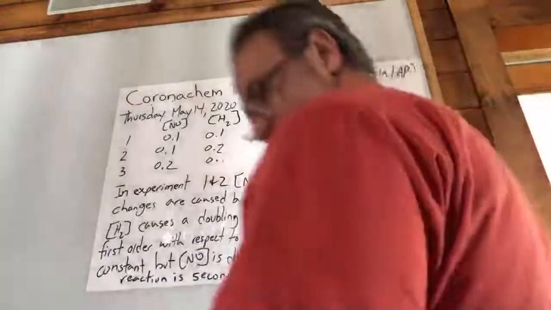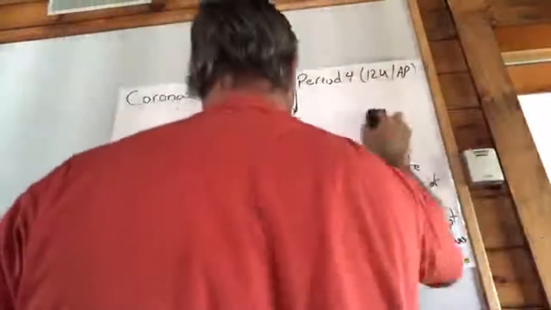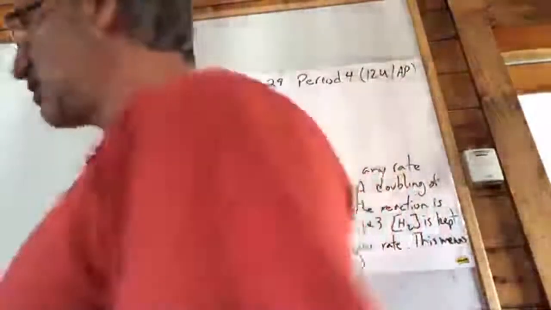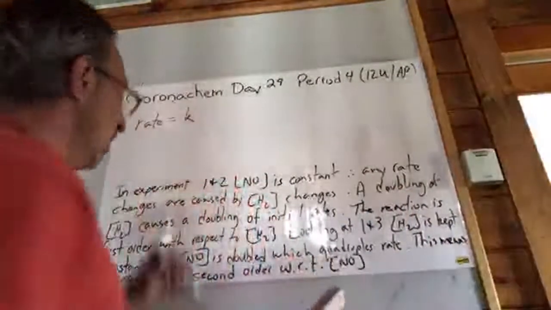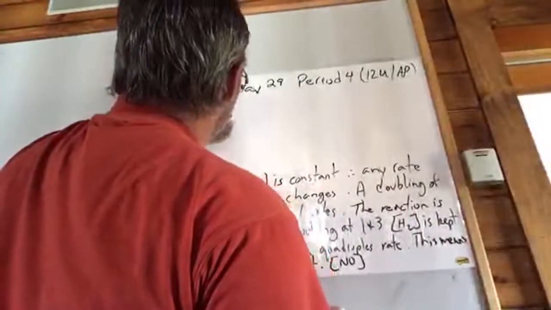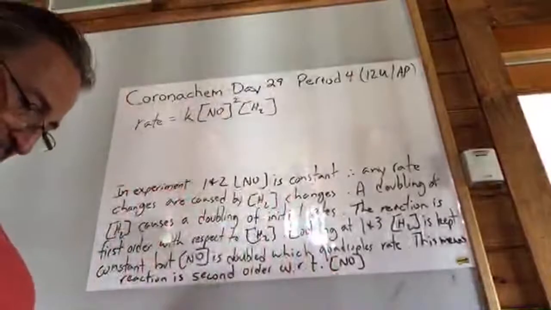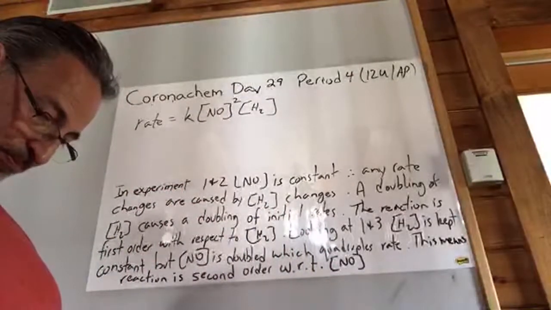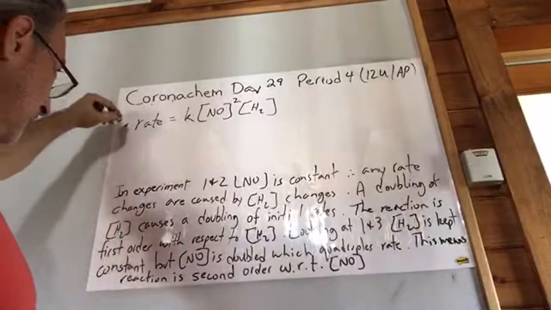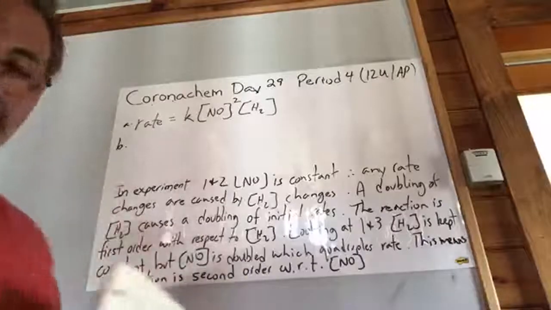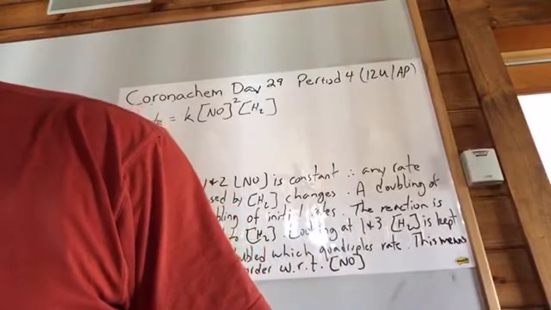Rate. Let's erase this top part so we don't confuse you. The rate is equal to K, the rate constant, times the concentration of NO squared times the concentration of H2 to the power of 1. That would be the rate law for part A. Then in part B, it asks you to calculate the rate constant.